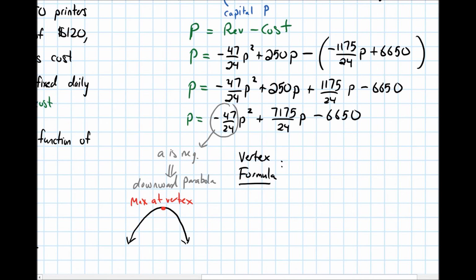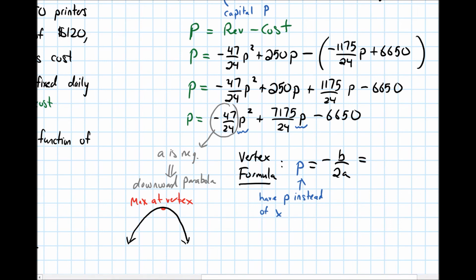Okay, so for our vertex formula, normally we would write x equals negative b over 2a, because that's what the vertex formula says. But in this problem, we have a different variable instead of x. We have p, lowercase p for price, because I see p here, p squared, and I see p here. So we have p instead of x. But now let's plug into this.